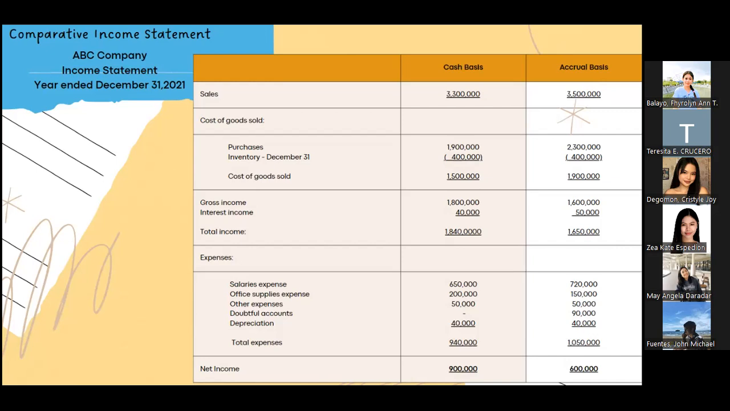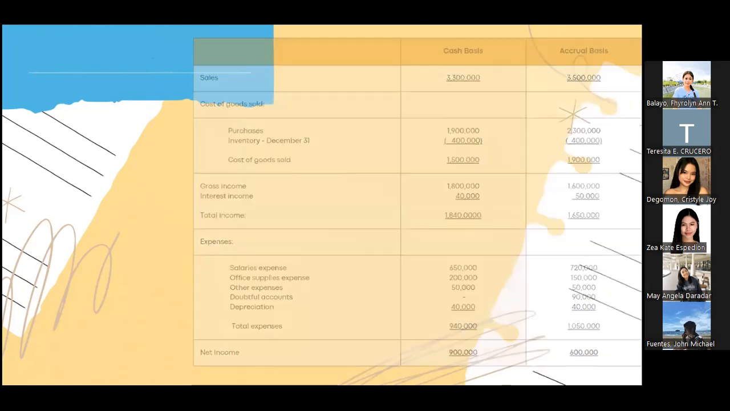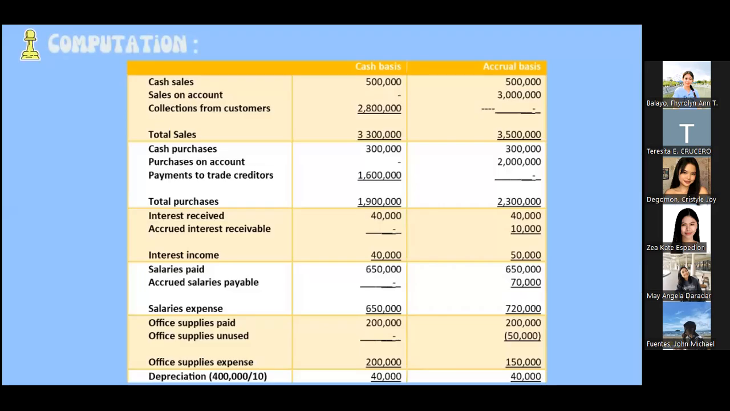For interest income, under cash basis, we have 40,000 already given in the problem. And for accrual basis, we have here the interest received, 40,000. Then we add the accrued interest receivable, which equals the interest income of 50,000.